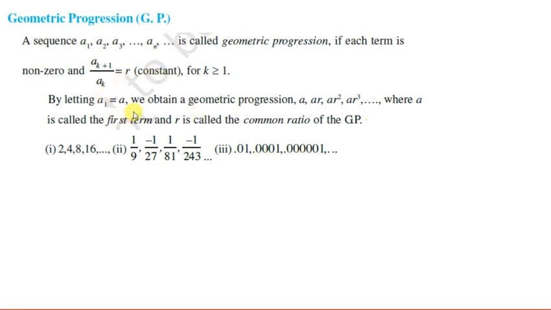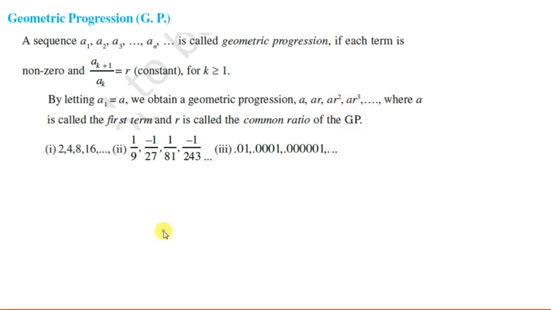If we denote the first term by A and the common ratio by R, then the standard form of GP will be A. The next term will be A into R. जैसे आप यहाँ से निकालेंगे तो A2 upon A1 equal to R, so A2 is equal to AR. Then the next one will be obtained by multiplying it with R, so it is AR square. Again we multiply it with R, you get AR cube and so on.